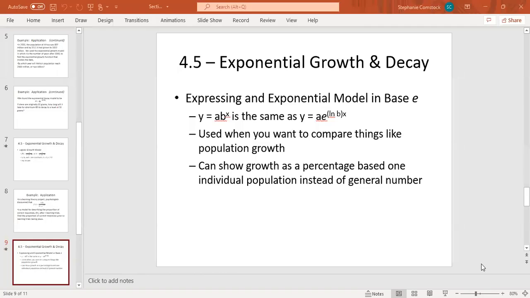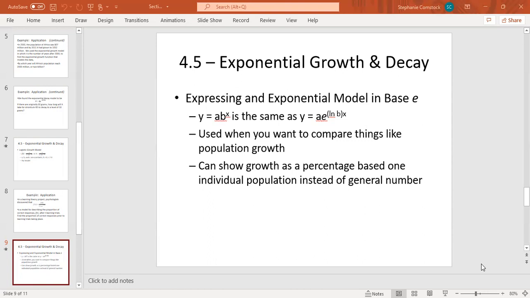So for this portion of the videos, we are going to be talking about how to express exponential models. So things that are given to us in this a, b to the x format, and putting them into something that looks very much like our exponential growth and decay. The format is that if I have a, b to the x, I can rewrite that as a e to the natural log of b x. Again, they're utilizing the idea that e and natural log do cancel each other out.